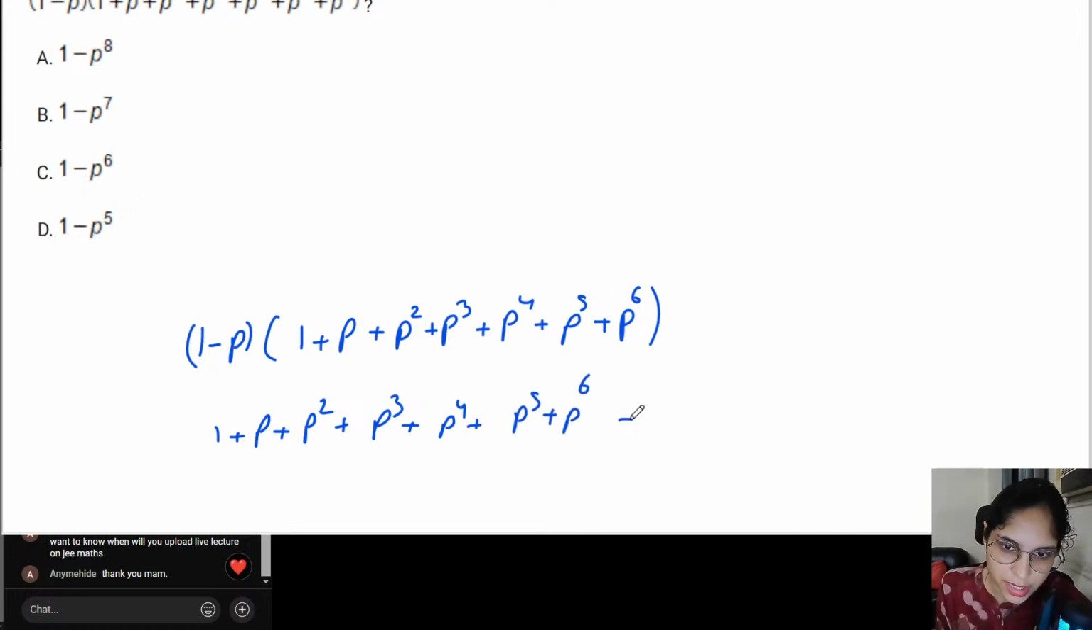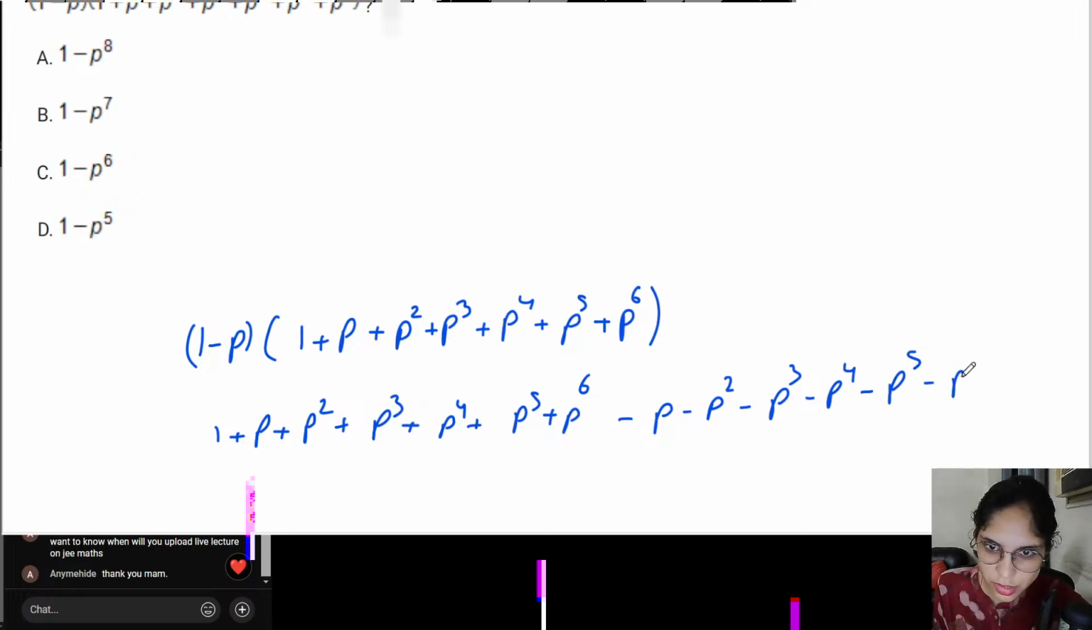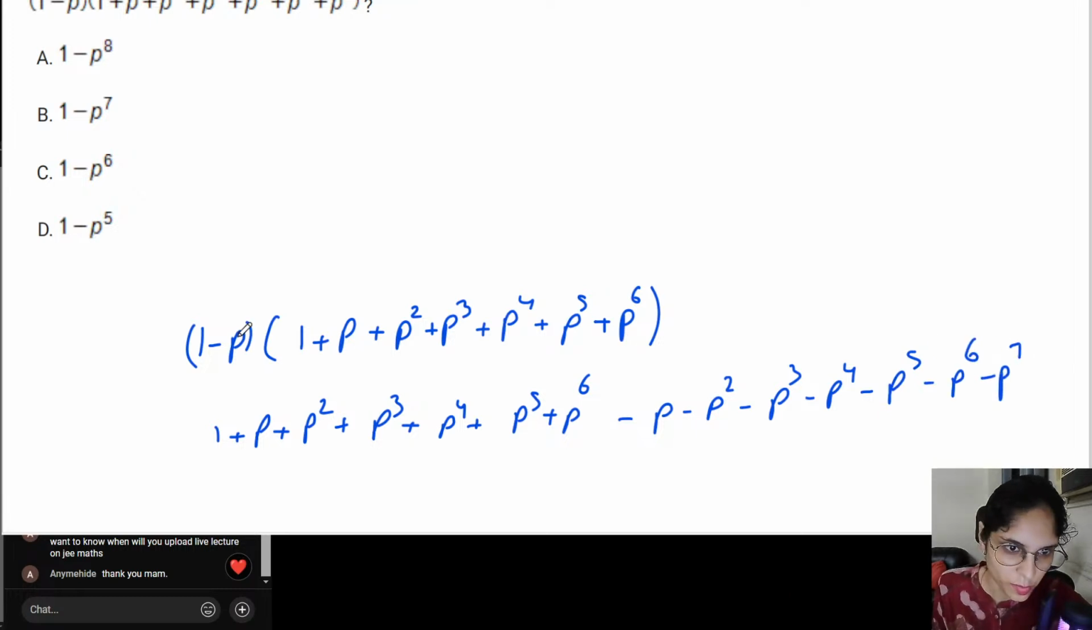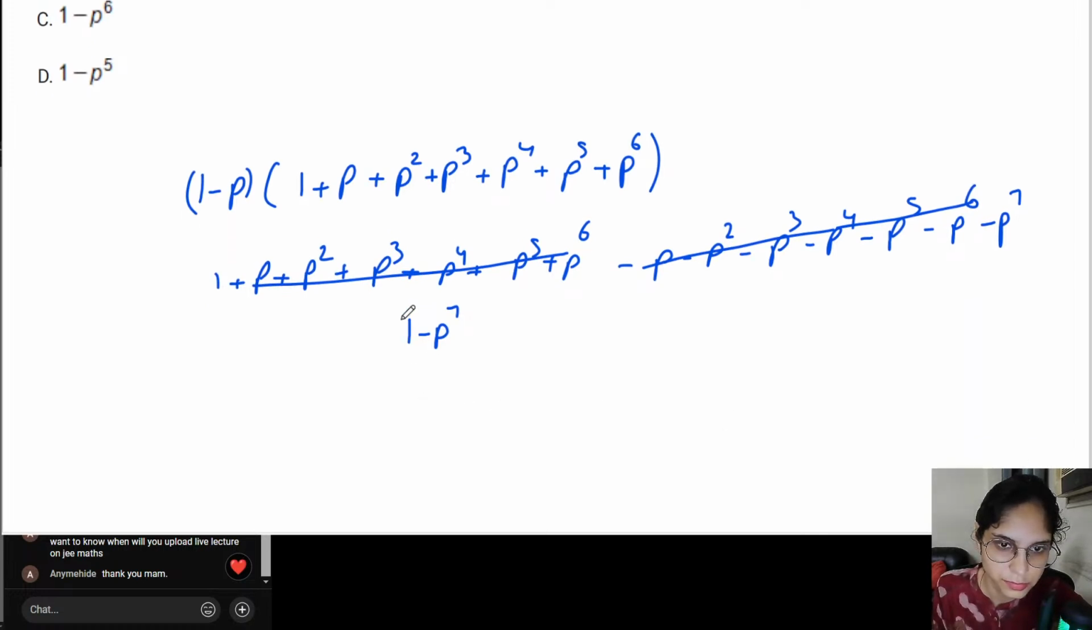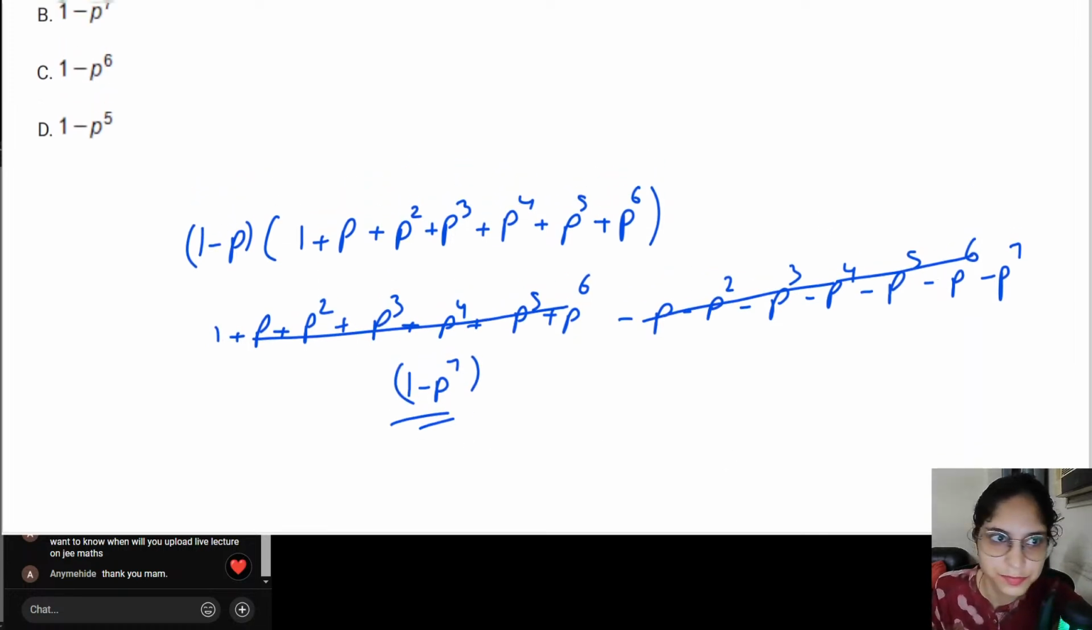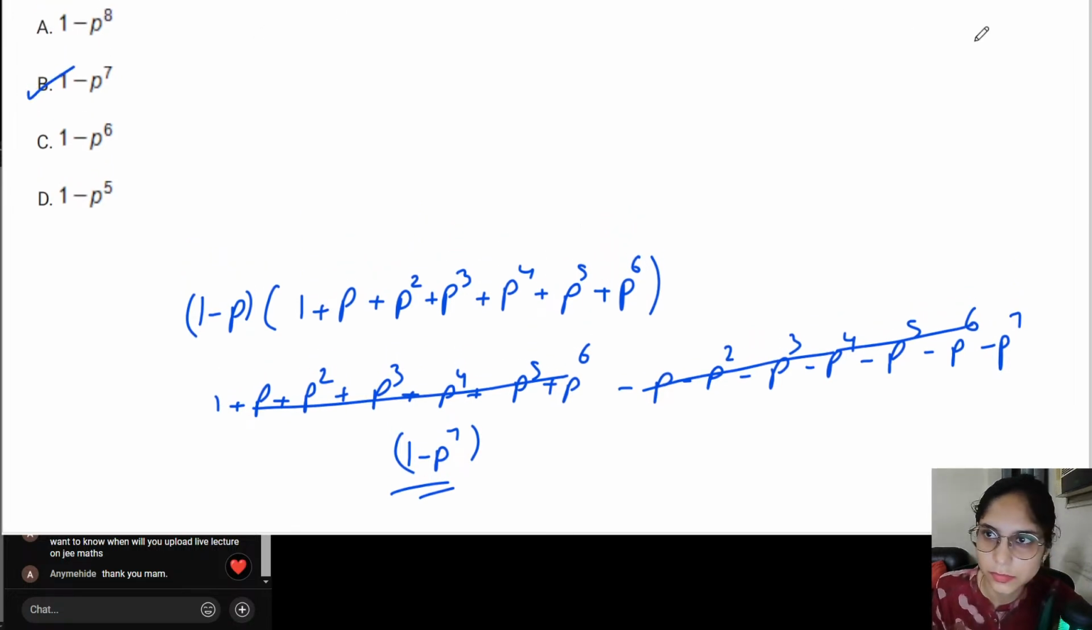And now when you're multiplying with p, the sign is negative and you're just increasing the power of p by 1. So negative p minus p squared minus p cubed minus p to the 4th minus p to the 5th minus p to the 6th minus p to the 7th. Because p squared, p cubed, p 4th, p 5th, p 6th, p 7th, okay? All of this cancels. Only thing remaining is 1 minus p to the 7th. That's your answer.